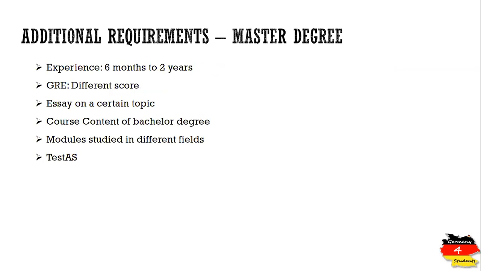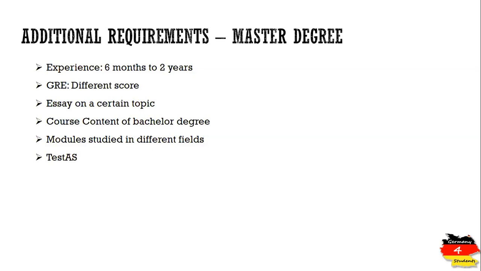Now, the last section is the additional requirements for master degree. Additional requirements include experience certificates. Some universities are asking for 6 months, 1 year, or 2 years is the maximum. Most of these programs are related to business and management, which are asking for this type of requirement.